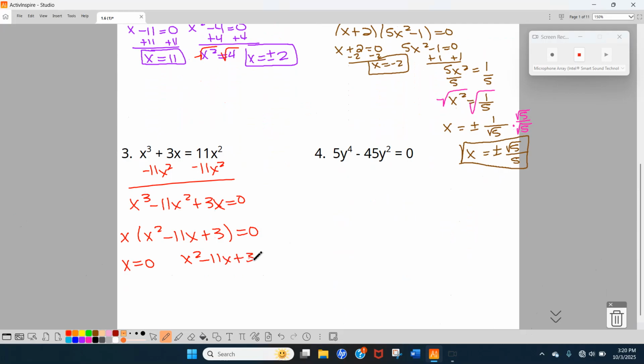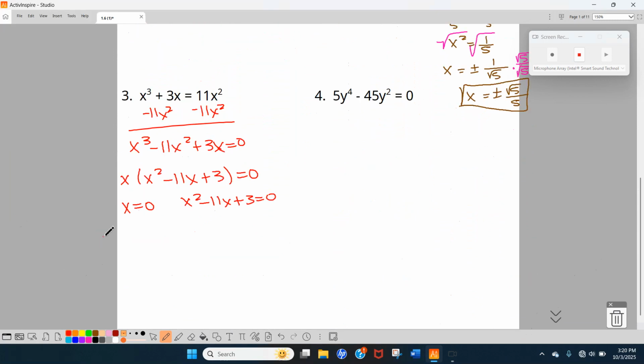And now we're left with, if it doesn't factor, how do we solve it? Well, we have the quadratic formula, and we have completing the square. I don't want to complete the square with that being an 11. So we'll use the quadratic formula. A is 1, B is negative 11, C is 3. So remember your quadratic formula.